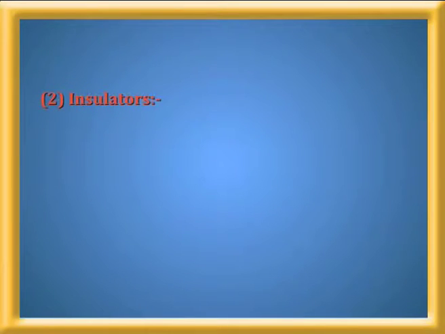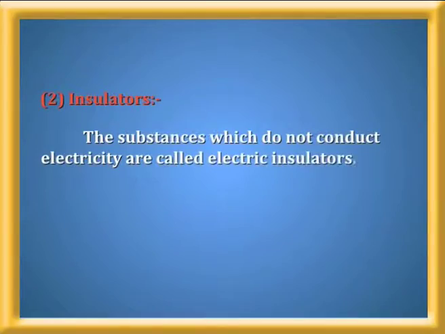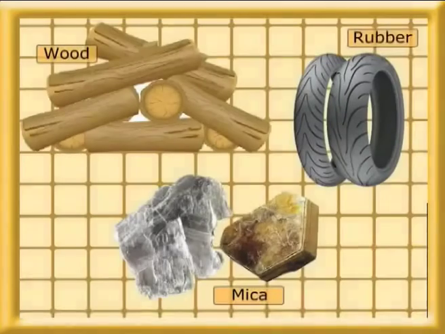Insulators. The substances which do not conduct electricity are called electric insulators. Example, wood, rubber and mica. Insulators do not have free electrons.